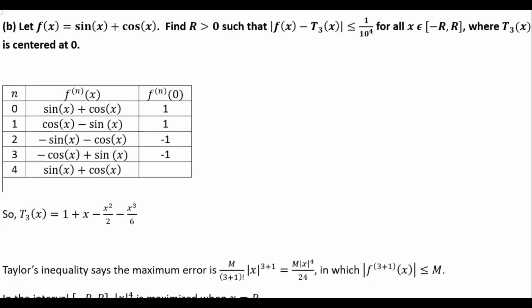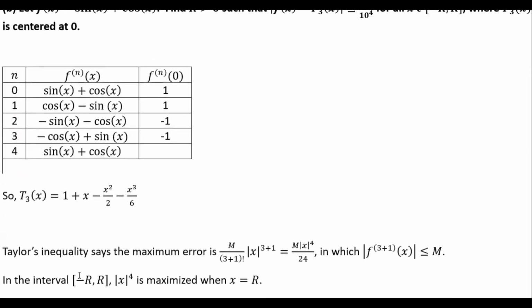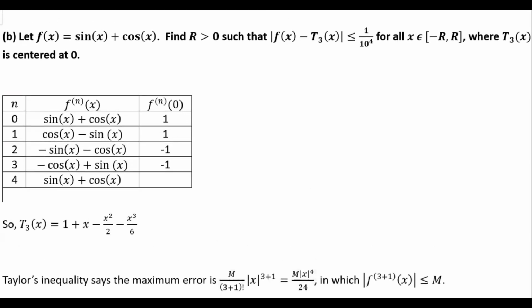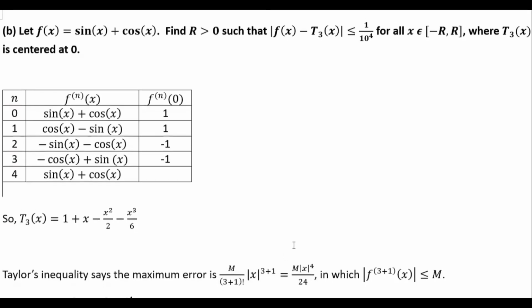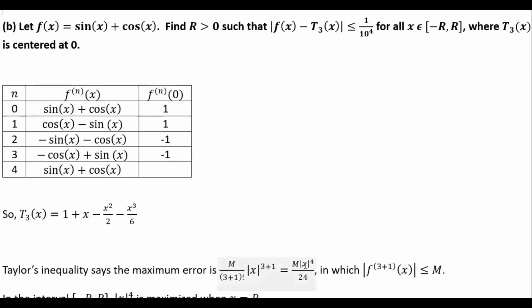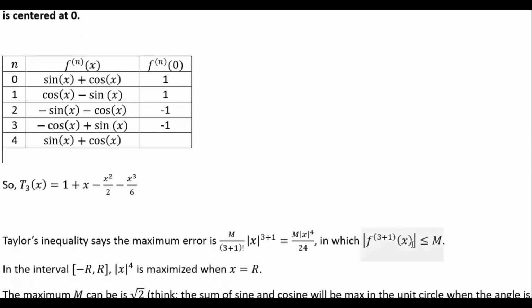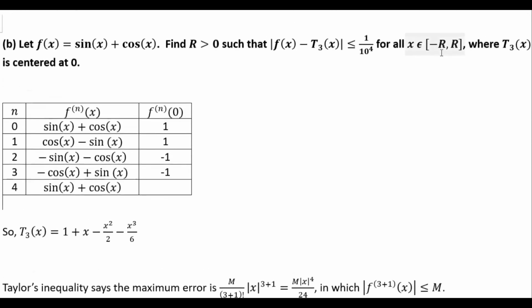So what does Taylor's inequality say? The maximum error is M over n plus 1 factorial, where n is the degree of the Taylor polynomial, times the absolute value of x minus the center to the n plus 1, so 3 plus 1. Okay, which if we simplify, it's M times absolute value x to the 4th over 4 factorial, which is 24. Okay, and what is M? M is the maximum value of the 4th derivative of f. Okay, we're going to restrict our analysis to this interval from minus r to r.